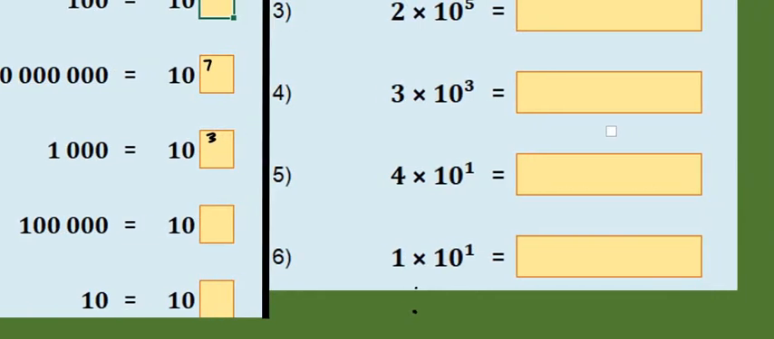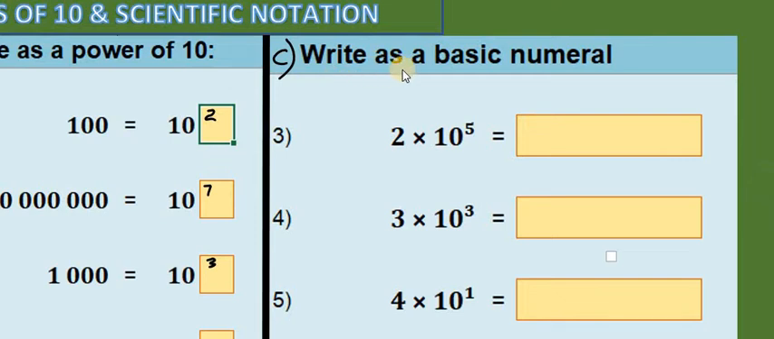Now let us look at the next part, part C. Write as a basic numeral 2 multiplied by 10 to the 5th power. Now of course, 2 multiplied by 10 to the 5th power is simply 2 times, and the 10 to the 5th power can be written as 1 with 5 zeros. 1, 2, 3, 4, 5. So that's 2 times 100,000. And of course, we will simply multiply the 2 by the 1 to get 2 and put back the zeros. So that's 200,000. 100,000 multiplied by 2 is 200,000.